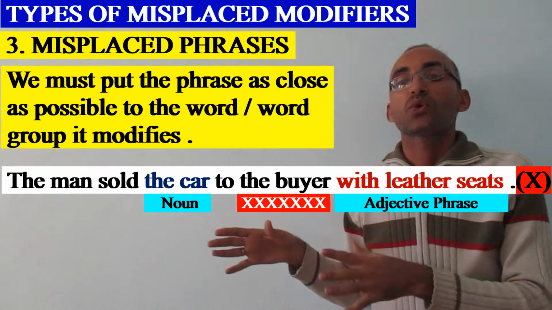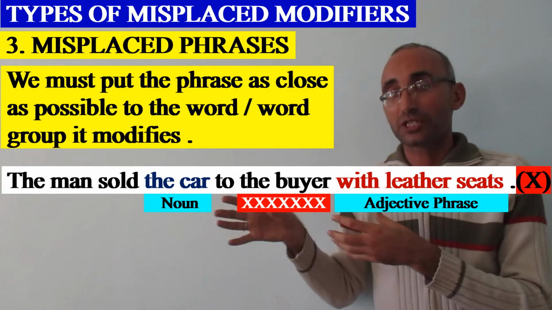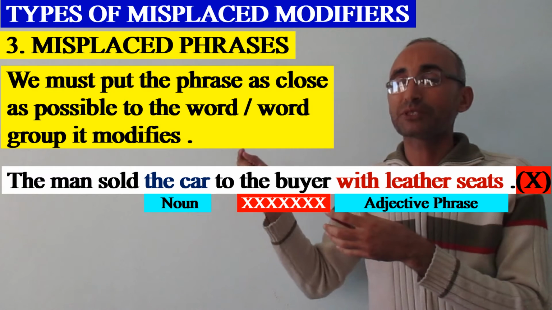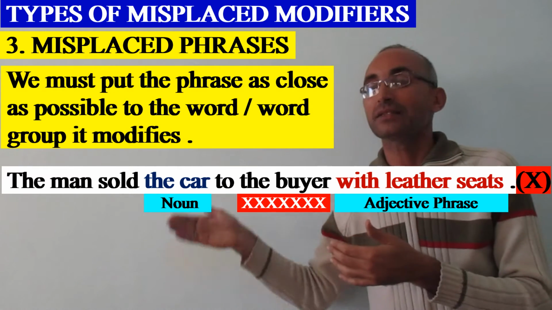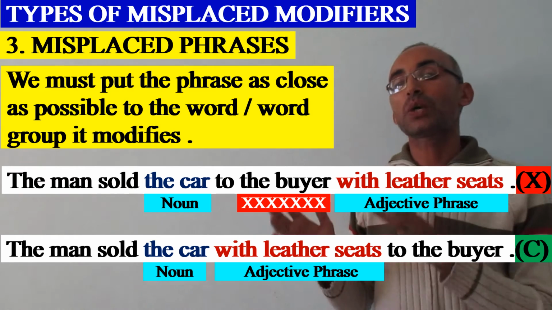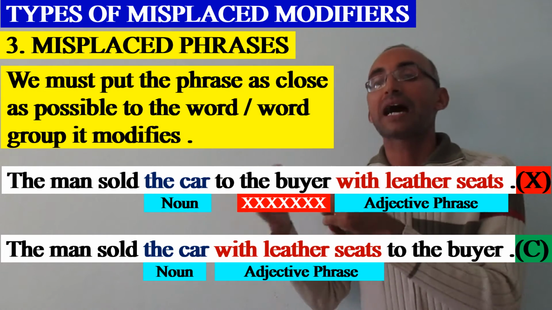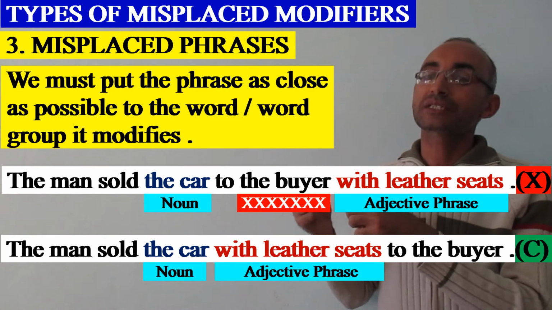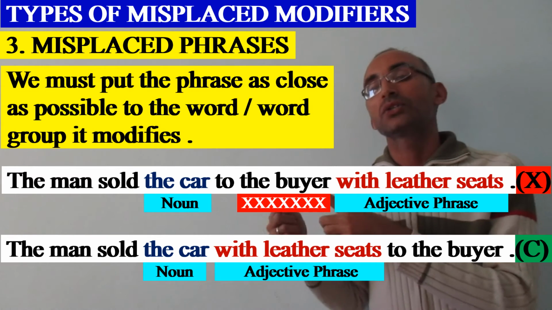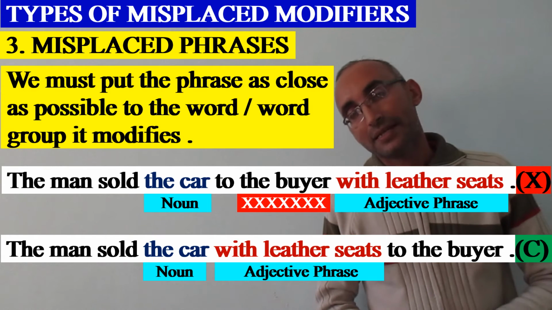Clear? So, we correct it by putting it in the right position as close as possible to the noun it modifies, and directly after it, and we write, the man sold the car with leather seats. So, leather seats belongs to the car. Clear? The car, not the buyer. So, sold the car with leather seats to the buyer. And here I have fixed my error.